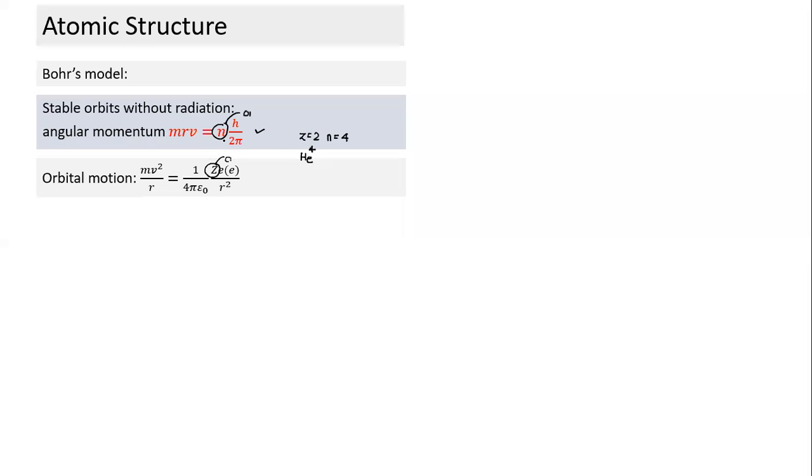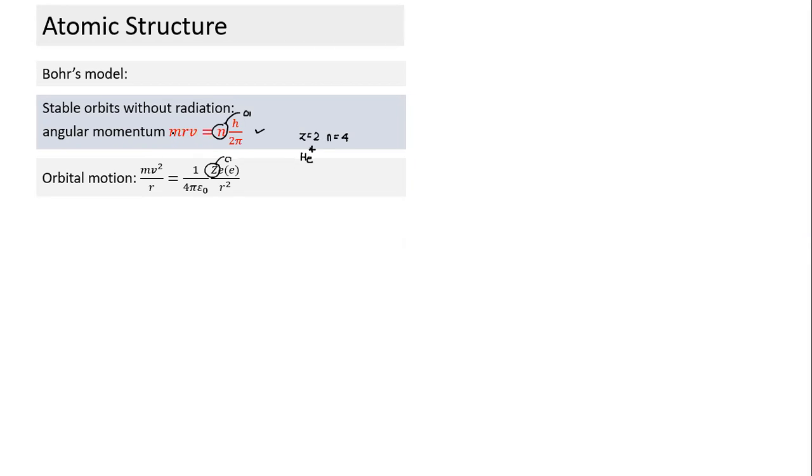So from these two equations, if we substitute any value of Z and n, I can find out for any combination of Z and n a particular value of r and v, for any hydrogen-like atom. For any particular orbit, there's a unique value of radius and a unique value of velocity.